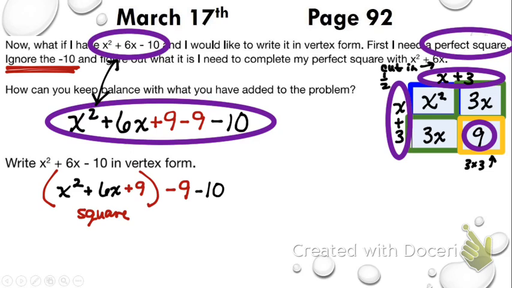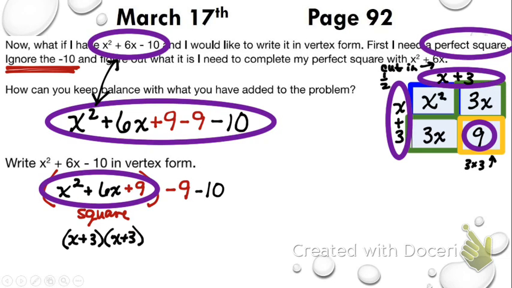So I can take this square right here. These are the pieces of my square. And I can write that as x plus 3 times x plus 3, right? Because length times width is the same thing as the area. Is there a better way to write that, instead of timesing it by itself? X plus 3 squared.